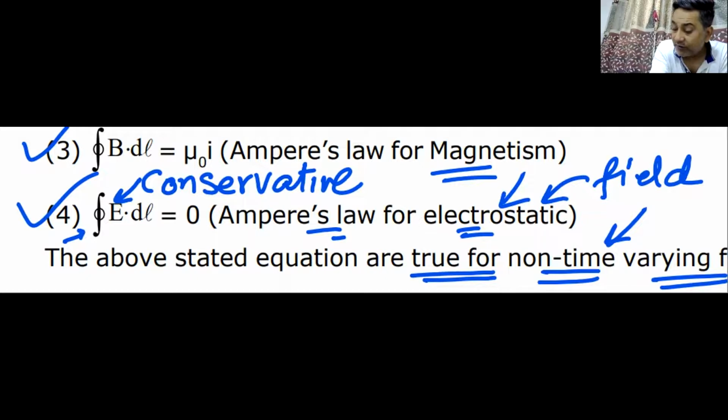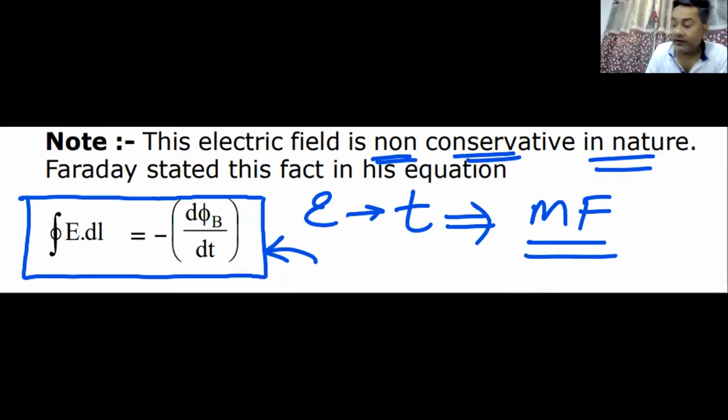But the other field, the equation that we are seeing right now, is not valid for a conservative field. This is the time varying electric field which is non-conservative in nature. Have you understood this, bacha? Very important point. We are going to study about this field in the chapter of EMI.